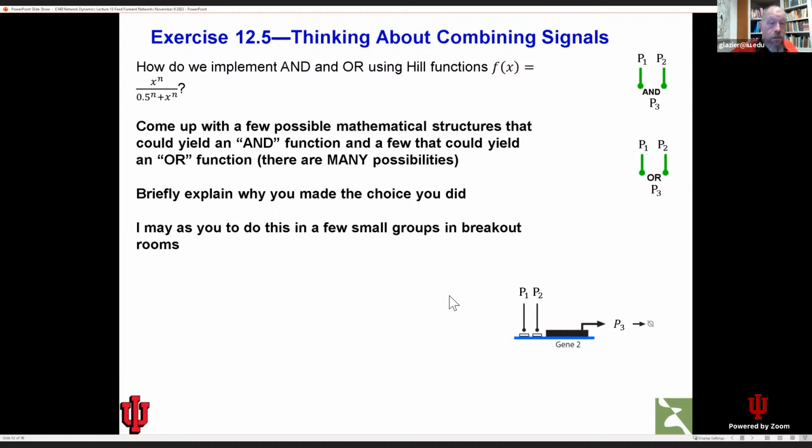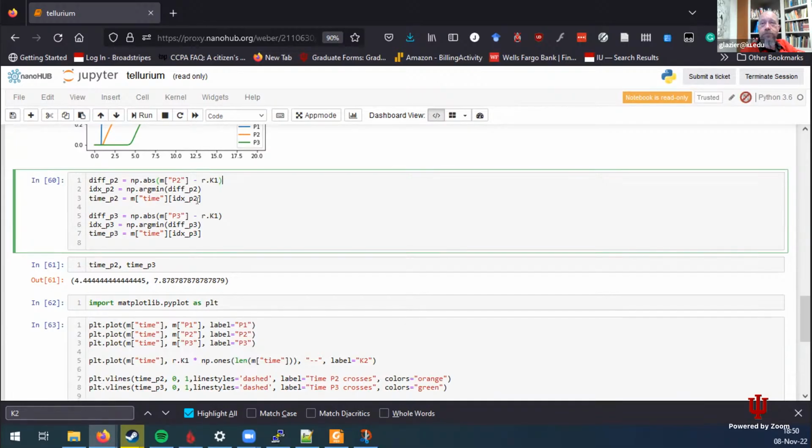And there are a lot of different things that are legitimate for this. So you should also come up with some little explanation of why you picked the functional form that you did. I did the absolute difference, found what was the minimum. That's the index. Done.